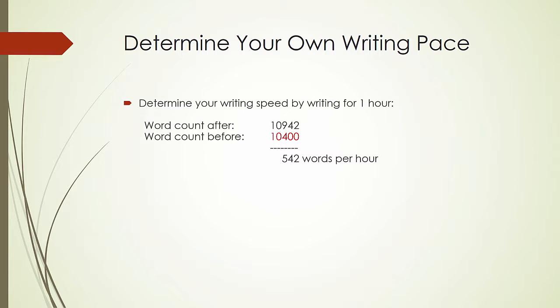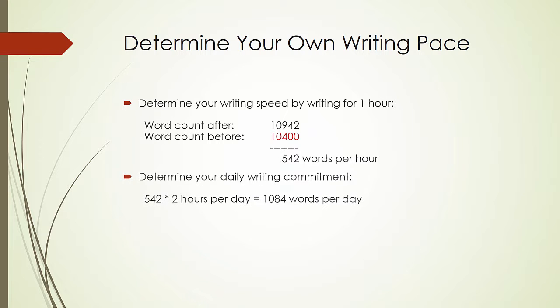To determine your writing pace, write for an hour. Note in Word your word count before you start writing, and note it after. Then just subtract the before from the after to get your word count per hour. Determine your daily writing commitment. For example, I'm willing to write 2 hours per day. In this example, that would mean 1,084 words per day.